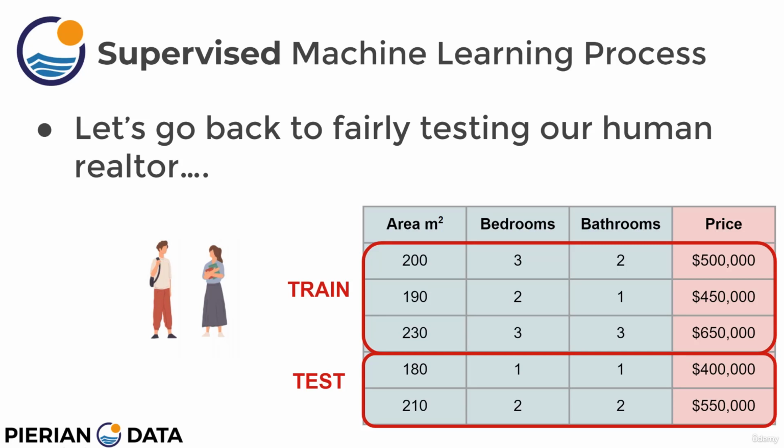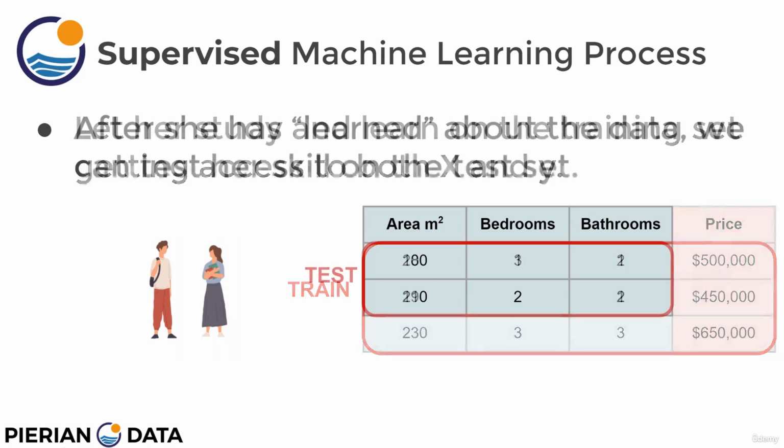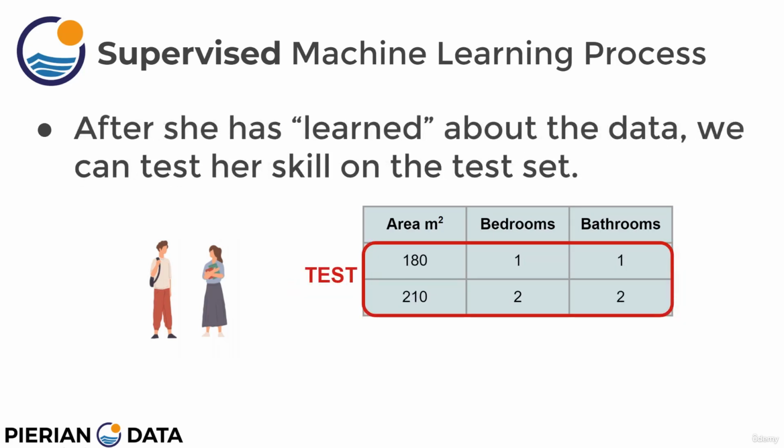So let's go back to fairly testing our human realtor on this. We take the training set as well as the test set. And then we're only going to let the human realtor study and learn on the training set. We give them access to both the features and the label of our training set, so they can see the relationships between area, bedrooms, and bathrooms and the historical price the house sold at. Then when it comes time to actually evaluate her skills on choosing pricing, since she learned about the data in the training set, we can now test her skills on the test set. But notice all we're going to do is feed her the features from the test set.